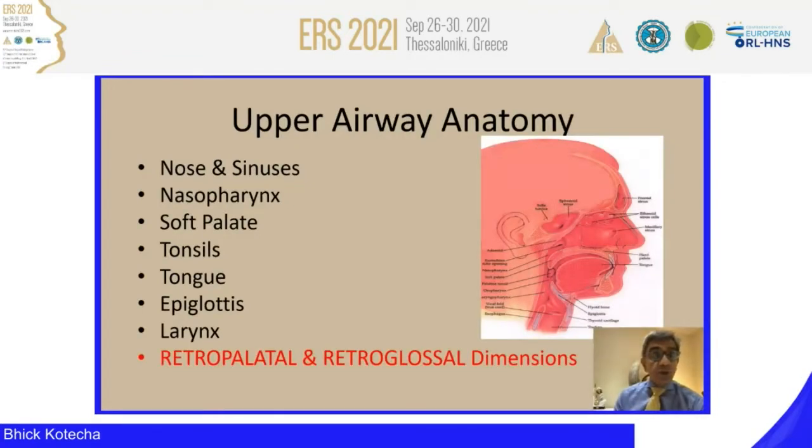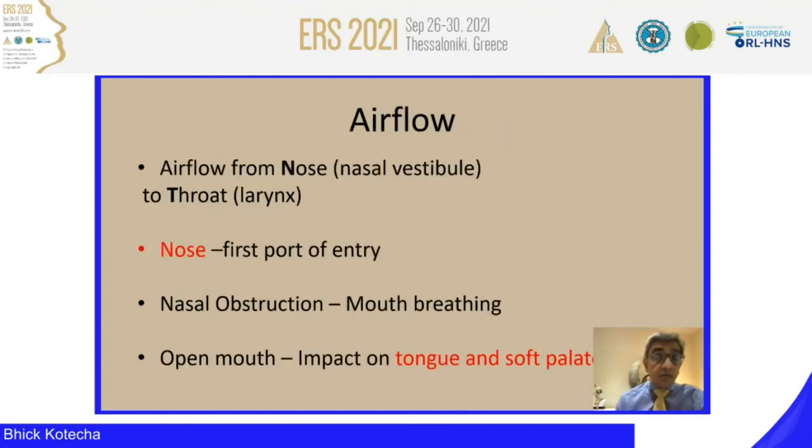With sleep disordered breathing, we consider the upper airway anatomy to be of great importance, and this includes the entrance of the airflow from the nose all the way up to the larynx. In fact, whatever happens to the nose will have a major impact on the retropalatal and retroglossal dimensions, which are the commonest anatomical segments addressed by ENT surgeons when looking at sleep disordered breathing. The airflow starts from the nose at the nasal vestibule, and it flows all the way into the larynx before it reaches the lung. So the nose is the first port of entry.